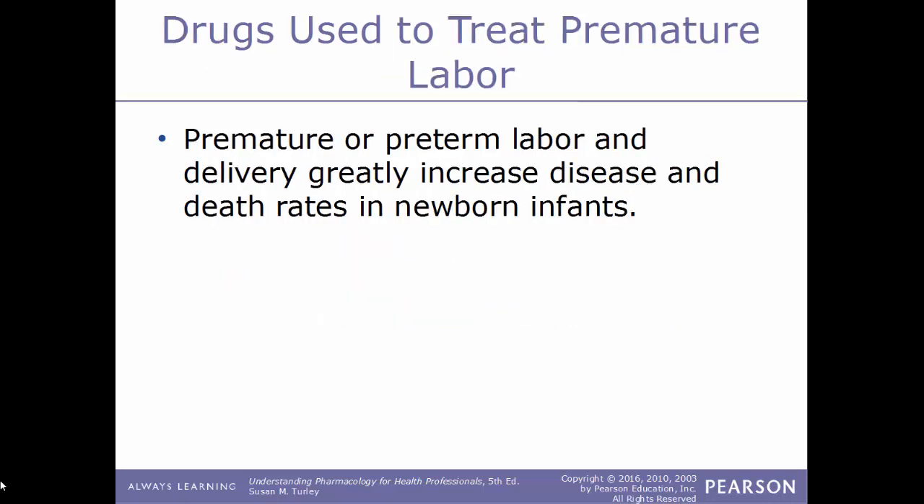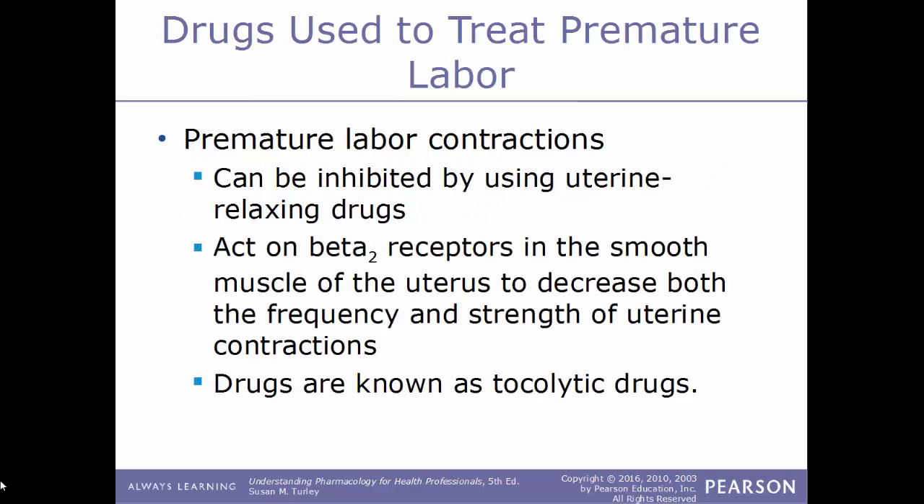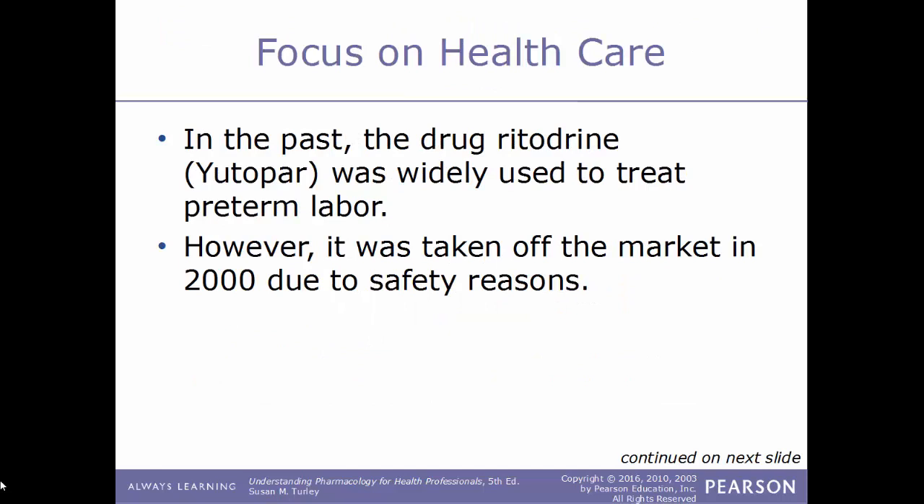Now, premature or preterm labor and delivery greatly increase disease and death rates in newborns. Now, premature labor contractions can be inhibited by using uterine relaxing drugs. And these work because they act on the beta-2 receptors in the smooth muscles of the uterus to decrease both the frequency and the strength of the contractions. And these drugs are also known as tocolytic drugs. In the past, the drug ritodrine, also known by the trade name Yutopar, was widely used to treat preterm labor. However, it was taken off the market in the year 2000 due to safety reasons.